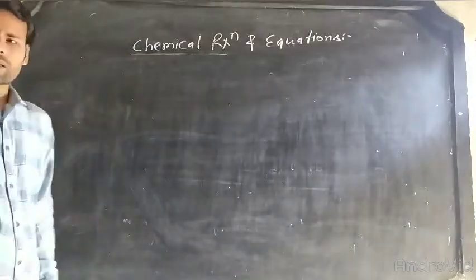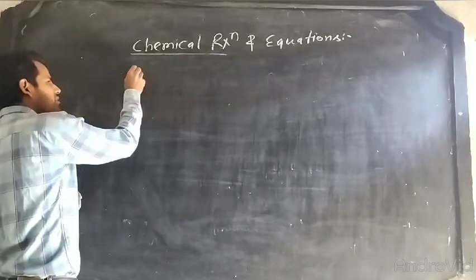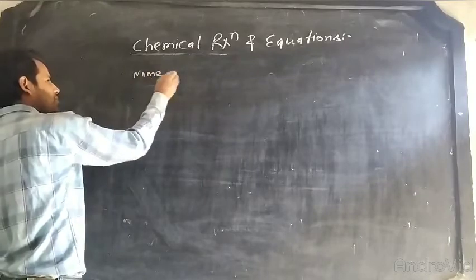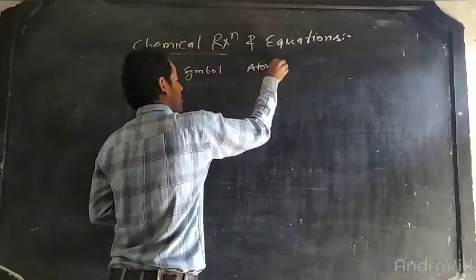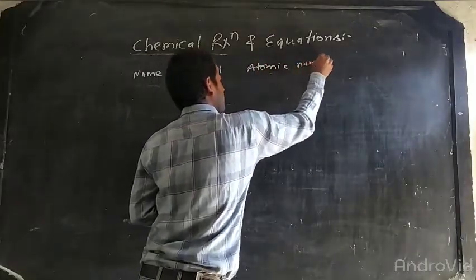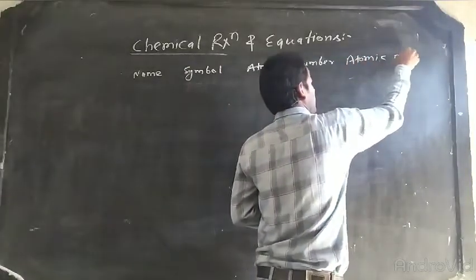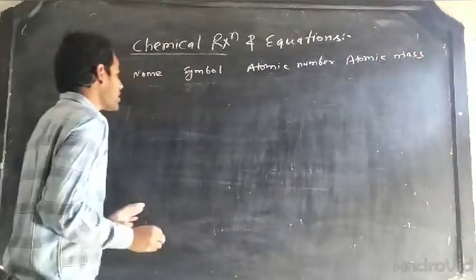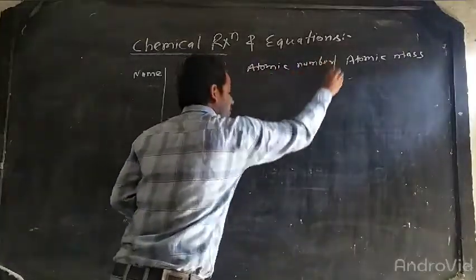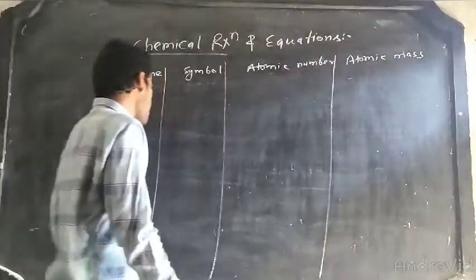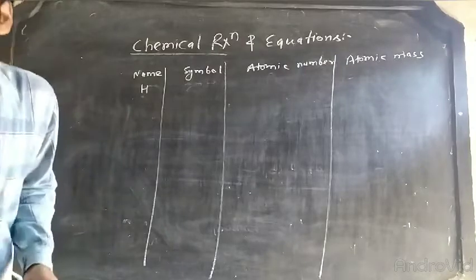And in the reactant, the elements combine to form the compound. Up to 20 elements: name, symbol, atomic number, and atomic mass. These things are very important for the chemical reactions chapter. First thing is hydrogen. Second, write the full name of them.